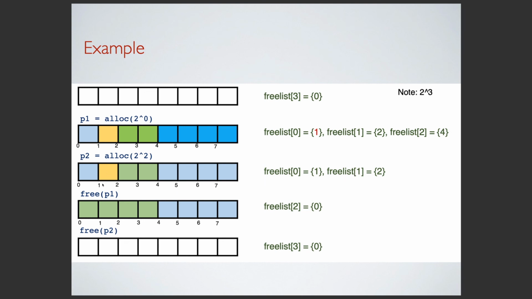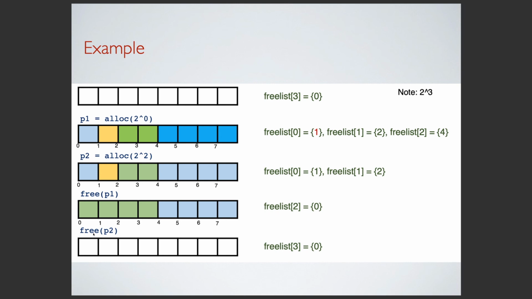Wait a second. Is the buddy of this block here free? And yes, it is, okay? So we merge them. And certainly now, we have freed it. This is not free. The buddy is not free. So we are left with that. Now we have a free list of 2, 0. You see, it's very compact.